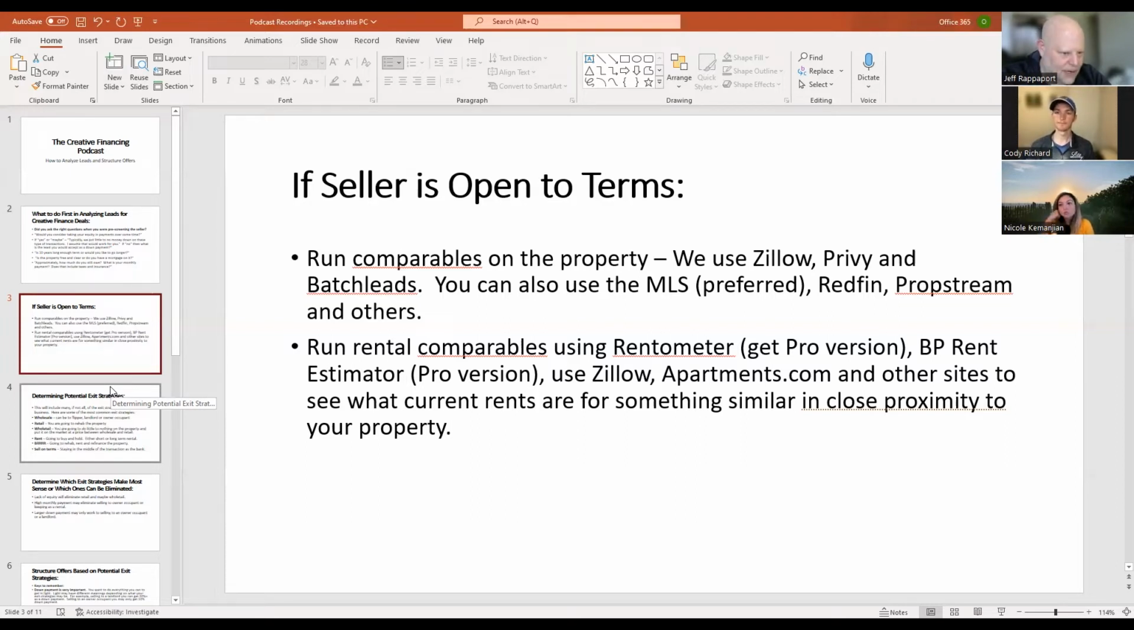Okay. You can also use Zillow, apartments.com, and any other site that may have some current rents on it. So you actually get an idea of what current things are going for.